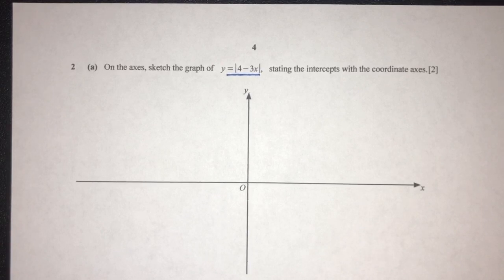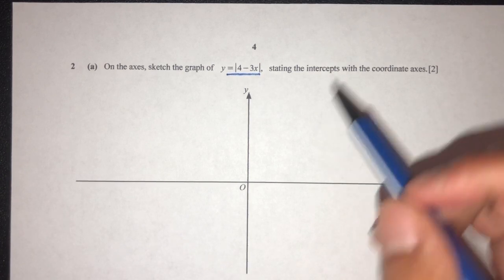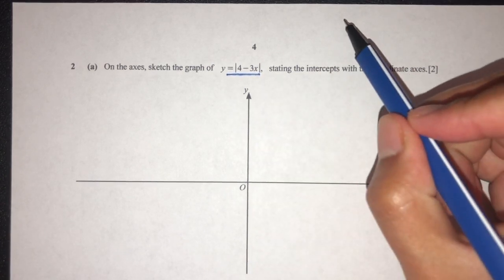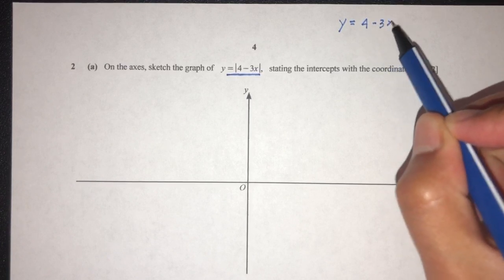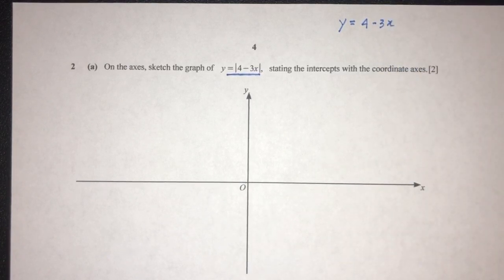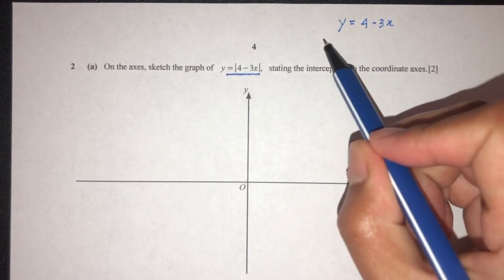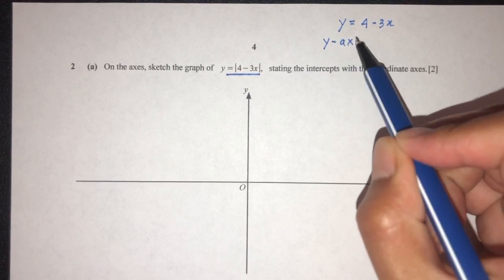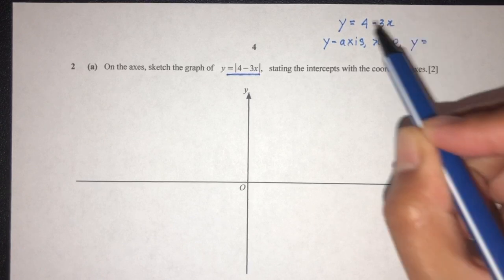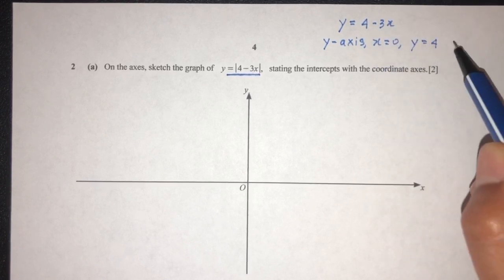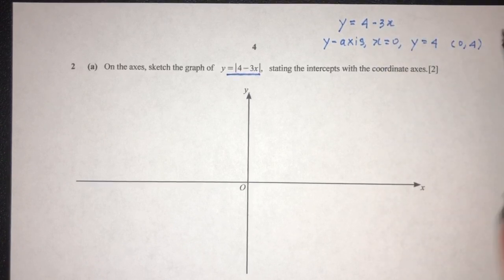So pretty easy. The first thing I like to do is to first assume we don't have any modulus. For example, let y become 4 minus 3x. Of course, you'll be drawing with a pencil, so you can erase if you make any mistakes. So first thing first, on the y-axis, we know the value of x will be 0. So what is the value of y? y will be 4 minus 0, which is 4. That will be the point on the y-axis.